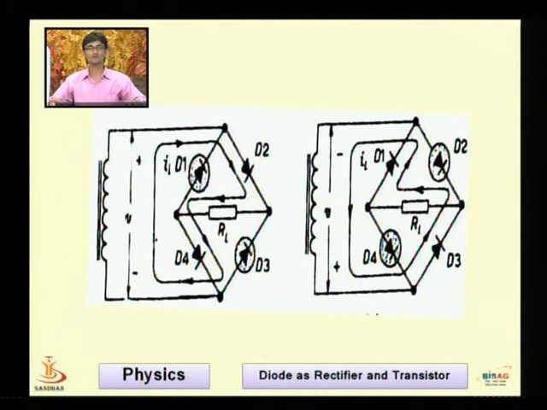So for the positive half cycle, that is 0 to pi, what are we getting? We are getting output due to D2, RL and D4, and the circuit gets completed. In the negative half cycle, if you try to see the figure we have drawn, diode D2 and diode D4 will remain in reverse bias, and diode D3, RL and D1 will give us the full path for the current.